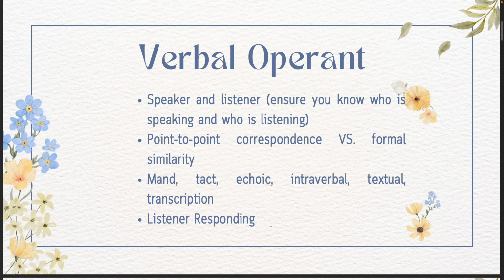We're also going to be looking at point-to-point correspondence versus formal similarity, which seems to come up again and again when we're looking at our verbal operants. These are also important because when you are trying to decipher which verbal operant is being used, you can start to determine, does it have point-to-point correspondence? If so, does it have formal similarity? If so, then we can start to see, okay, which verbal operant has point-to-point and formal similarity. And again, if they don't, then you're doing kind of the same process.